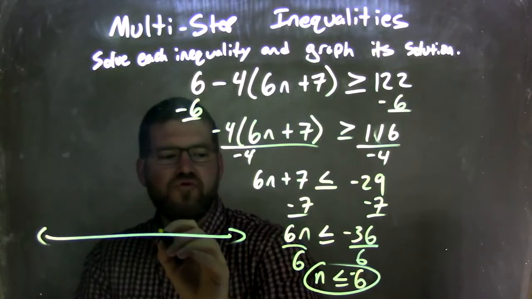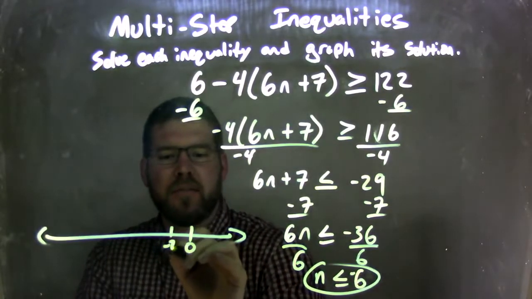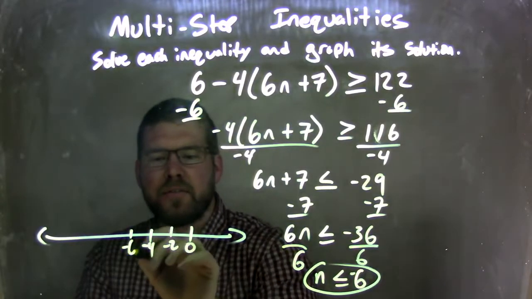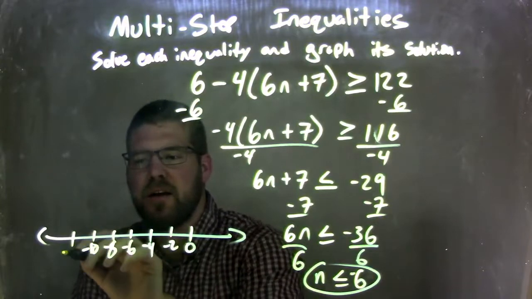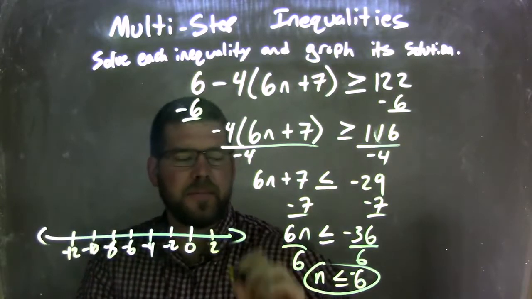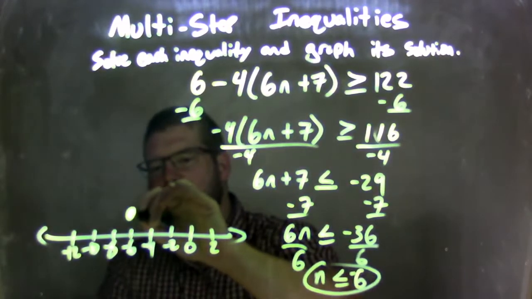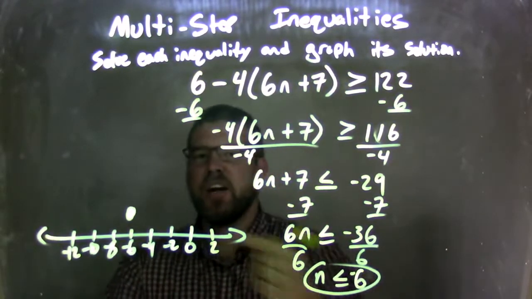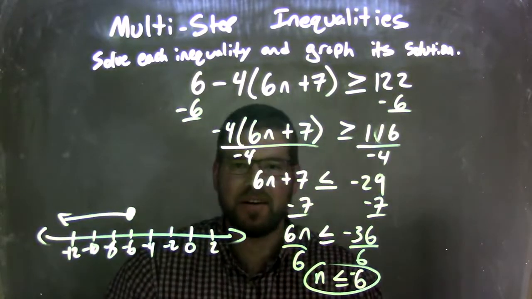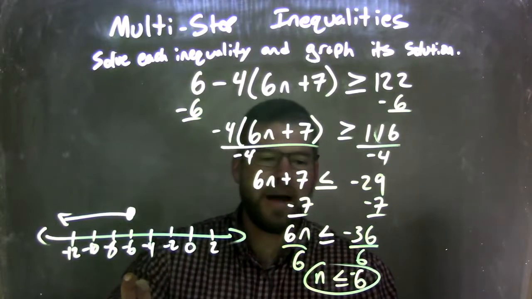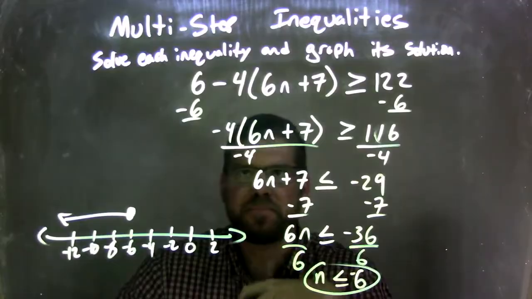Let's go by 2s. Let's put 0 right here: 0, negative 2, negative 4, negative 6, negative 8, negative 10, negative 12, and positive 2 here. If n is less than or equal to negative 6, I have a closed circle at negative 6, and I need to shade to the left, because n is less than negative 6. Now our graph matches our final answer, which is n is less than or equal to negative 6.